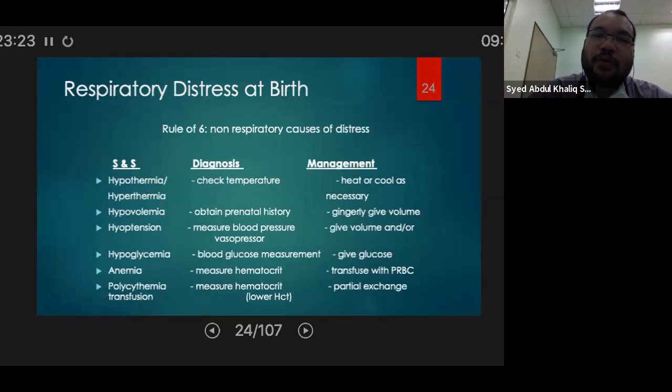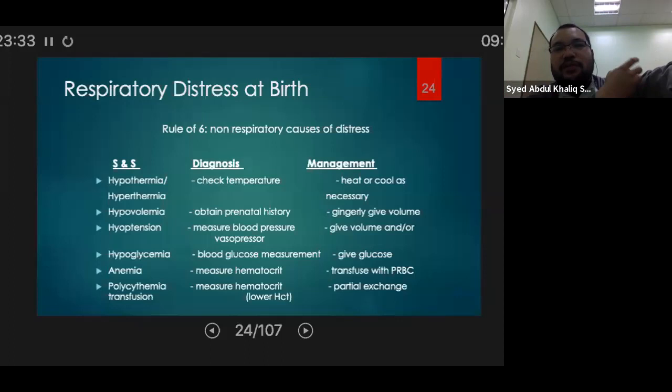And furthermore, they are born with lots of vernix. They are born with lots of fluid on their body. There is a lot of water on their skin. So what happens with these fluids? The fluids will evaporate. This process of water on the skin changing to vapor, what is the product? The product is loss of heat. So more hypothermia can happen.